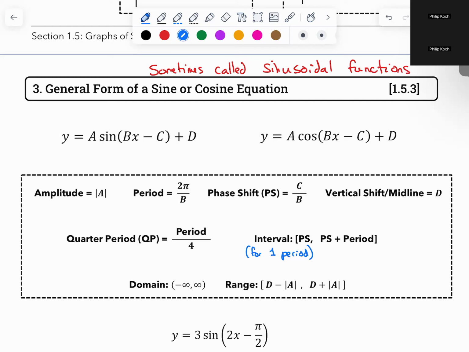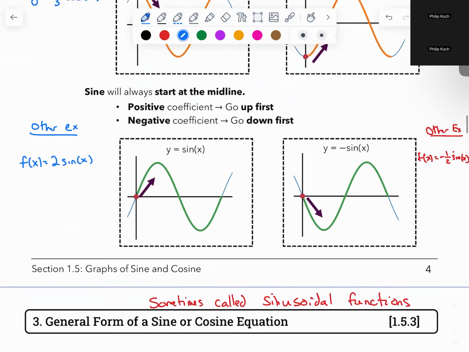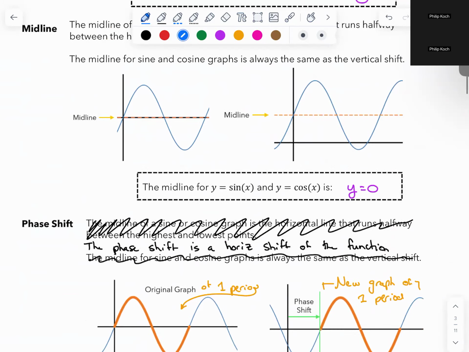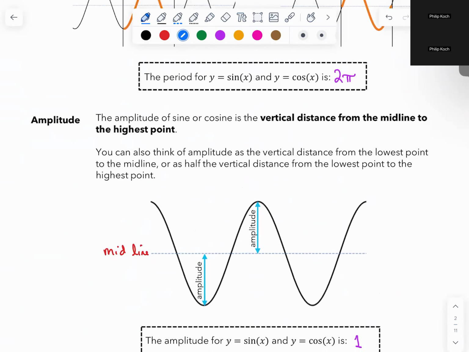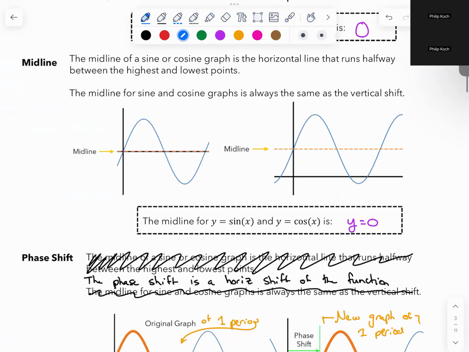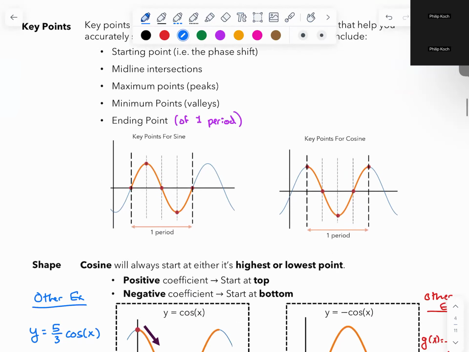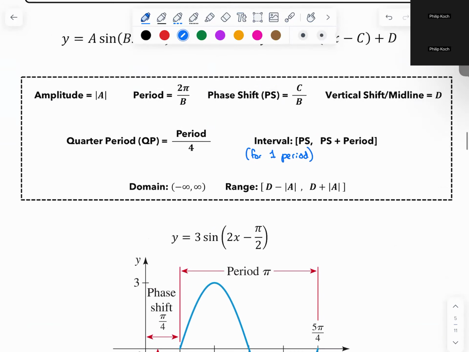So the formulas are that the amplitude will be the absolute value of a. And that makes sense when you think back to amplitude. It should be what it is at the very top when sine is 1. Because when sine is 1, it'll be a times 1, which is just a. And when sine is negative 1, it'll be a times negative 1, which would be negative a. So that's why the amplitude is the absolute value of a.